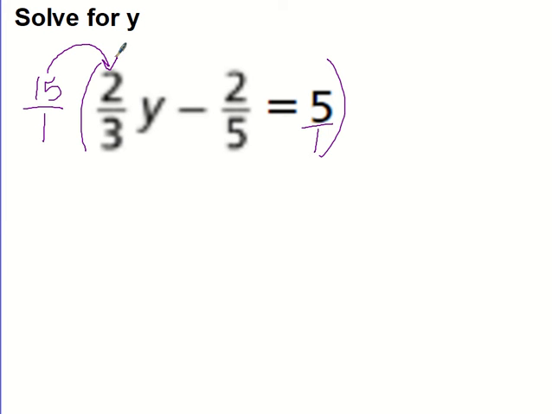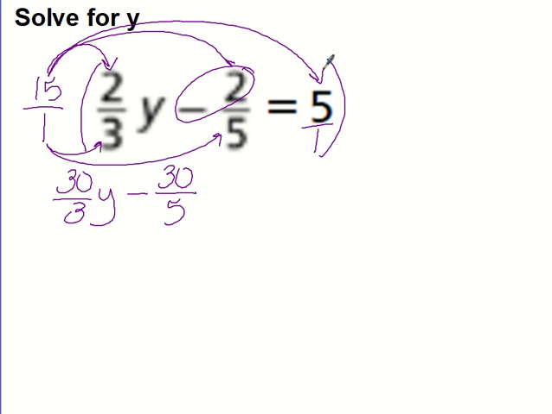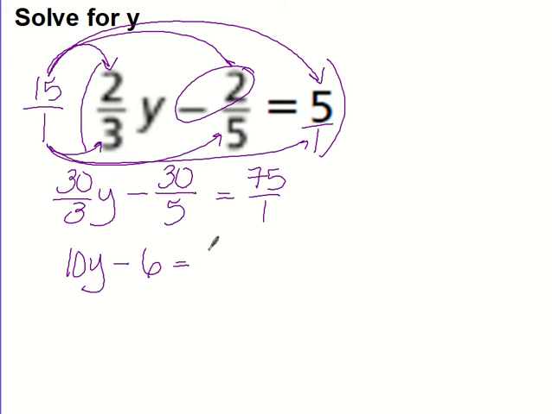So 15 times 2 gets me 30, and 1 times 3 gets me 3, and that's 3y. Then I do 15 times, make sure you see that it's negative 2, so minus 30 over 1 times 5 is 5, and then we do 15 times 5, that's 75, and then 1 times 1 is 1. Once we do that, we can then reduce. So 30 divided by 3 is 10y, minus 30 divided by 5 is 6, and 75 divided by 1 is 75. So that's why we do that. See how much nicer that is?